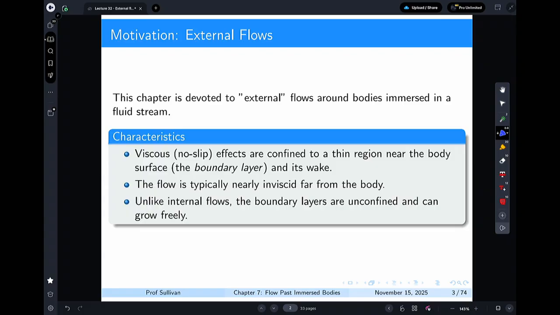One of the things that we don't talk about in this course, and you may want to look into for your own interest, is potential flow, where you start to do work with that inviscid region. Unlike internal flows, the boundaries are unconfined and can grow. In any type of internal flow, you have boundary layers that grow off of the walls, and then they meet in the middle, but they can't grow more than that.